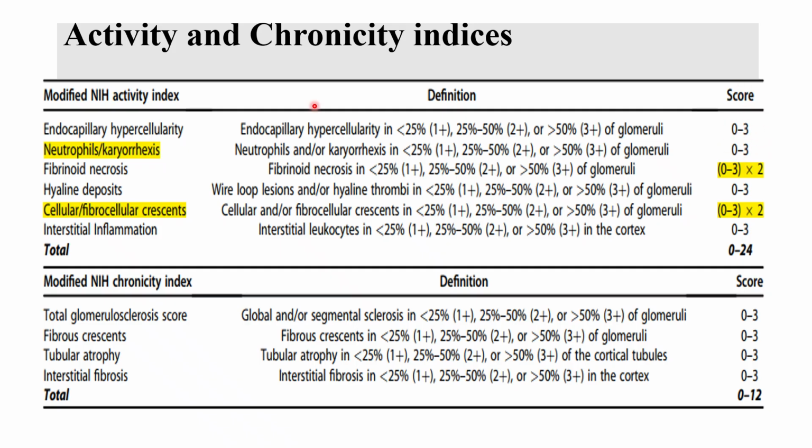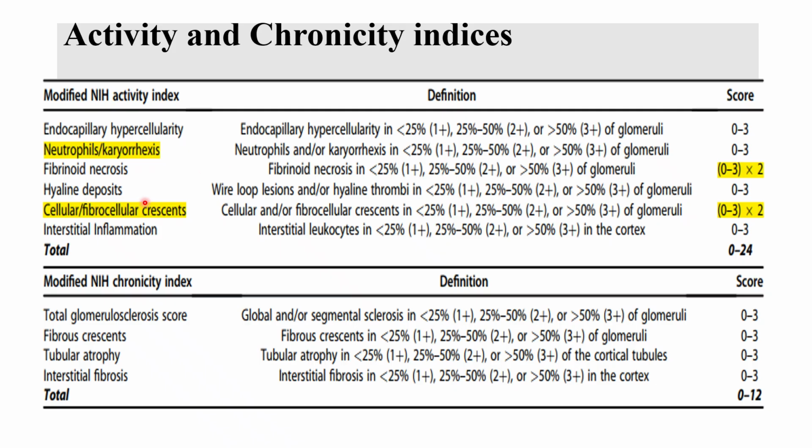Maximum score is 3. Next is neutrophils or karyorrhexis. If we see neutrophils or karyorrhexis in less than 25% of the glomeruli, we will give score 1 plus. When we see them in 25 to 50% of the glomeruli, we will give a score of 2 plus. And in more than 50% of the glomeruli, we will give a score of 3 plus. Similarly, fibrinoid necrosis is calculated: less than 25, 25 to 50, and more than 50%.